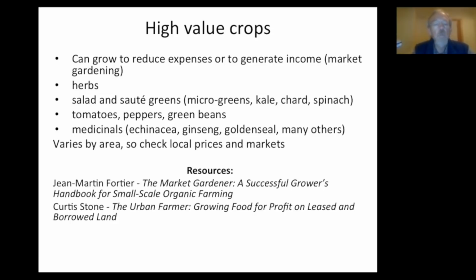And I've got a couple of really good resources here if you want to actually grow food for income. A very nice book by someone who's really experienced at market gardening, at using his own yard or even borrowing neighbors' yards to grow plants or food for market. Jean-Martin Fortier, a French-Canadian fellow, and his book, The Market Gardener. Jean-Martin is not making stuff up. He's a very successful market gardener. So his book is a terrific resource.